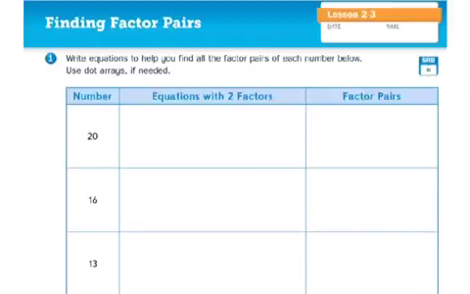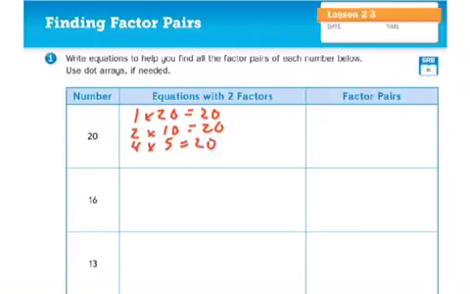Okay, you're going to look now in your math journal at Finding Factor Pairs, which is page 39 in your math journal, and you are going to complete this page. When it asks you for the equations with two factors, all they're looking for is for you to say, for this first one, 1 times 20 equals 20, 2 times 10 equals 20. Can I do 3 times anything for 20? I can't. I could do 4 times 5 equals 20.